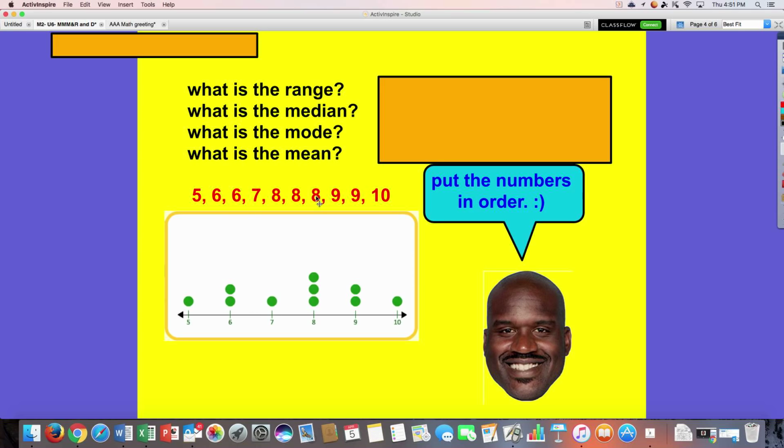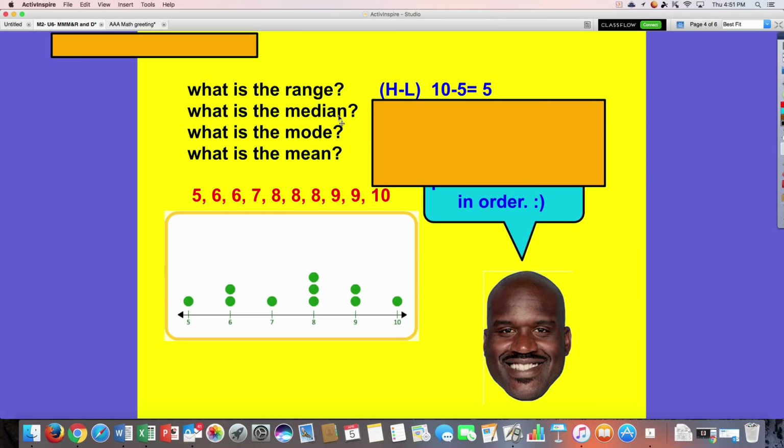There's 3 8s, 2 9s, and a 10. And I double check. 1, 2, 3, 4, 5, 6, 7, 8, 9, 10. I've got it all there. So what's the range? That's the high minus the low. 10 minus 5.